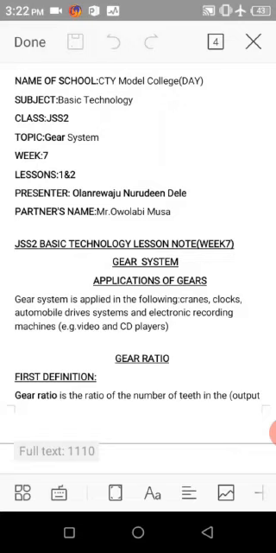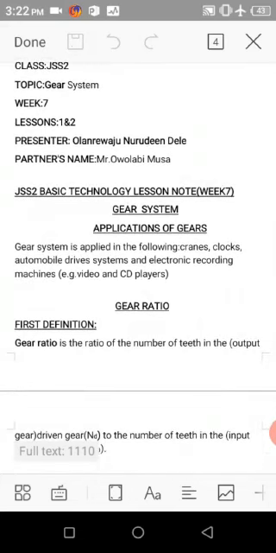Gear system is applied in the following examples, like cranes, clocks, automobile drives, and electronic recording machines such as video and CD players. So those are a few applications of gear system.